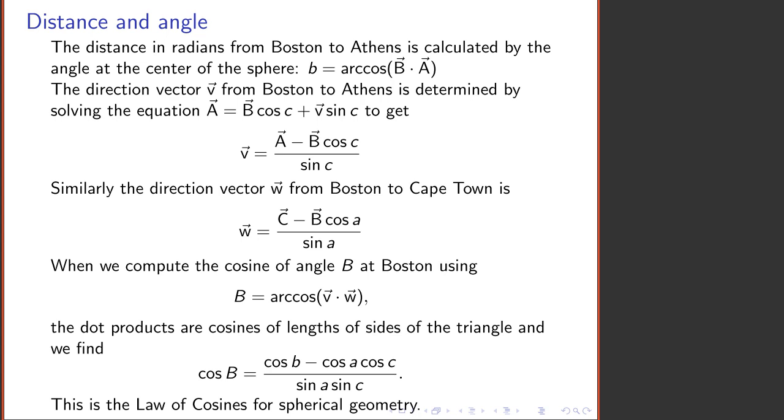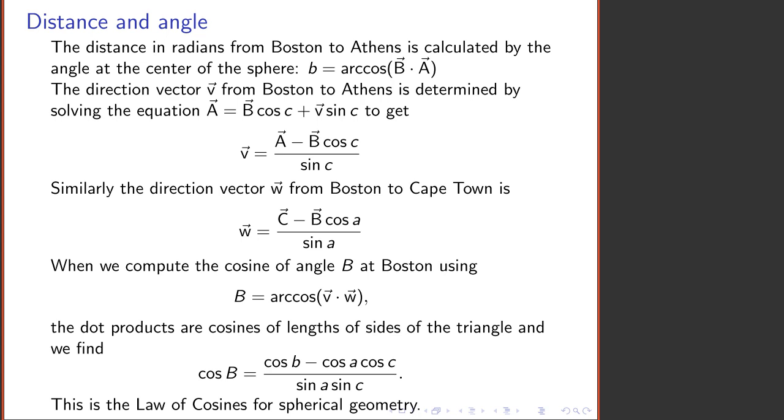And when I solve this for v, I get a for Athens minus b for Boston cosine c, over sine c. If I want Boston to Cape Town, I do exactly the same thing, except I replace Athens by Cape Town, and the cosine and sine of side C with the cosine and sine of side A. Once I've got the vectors v and w, I can take their dot product, and the arc cosine of that dot product is the angle between the two direction vectors at Boston.